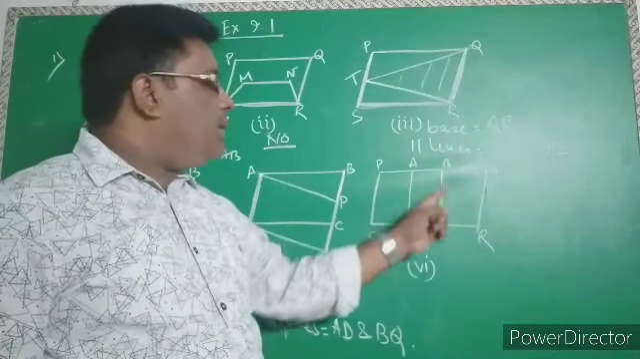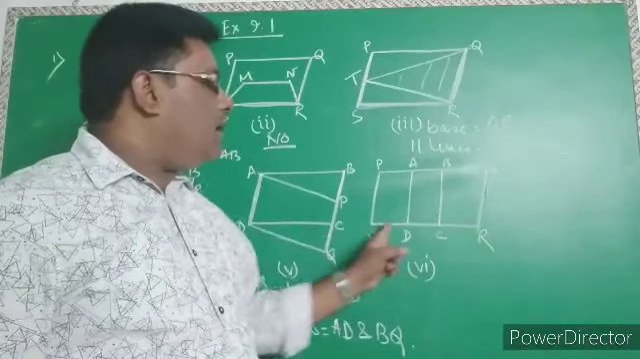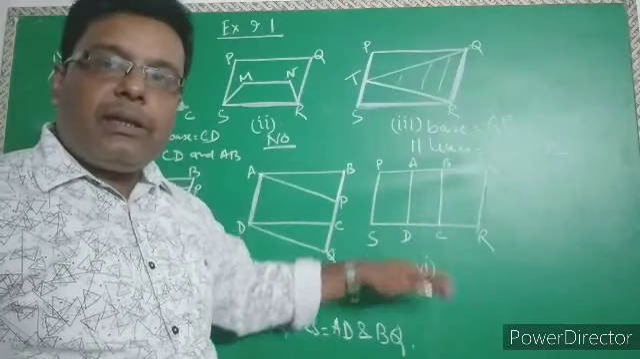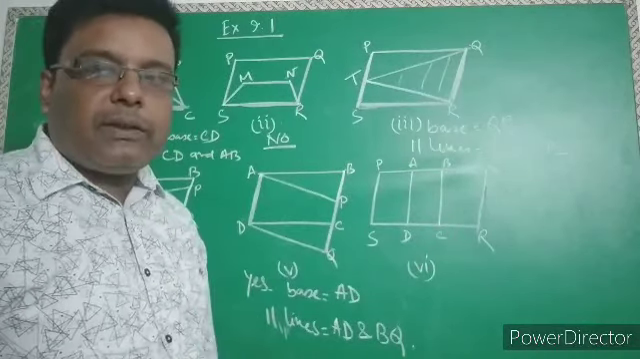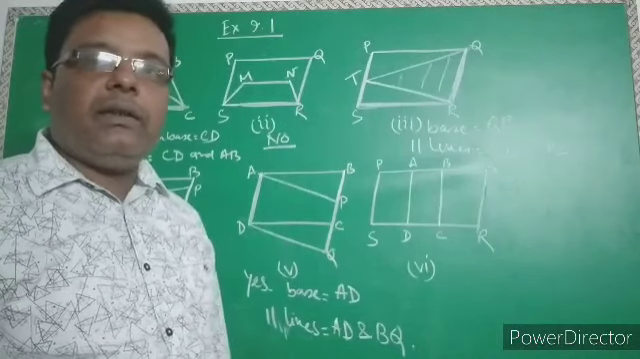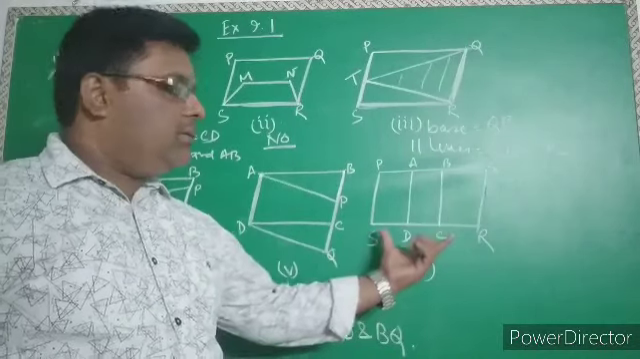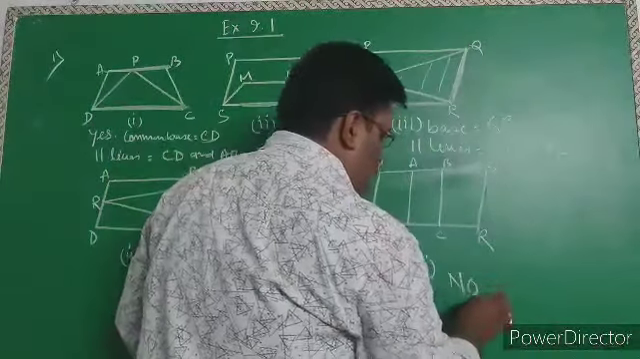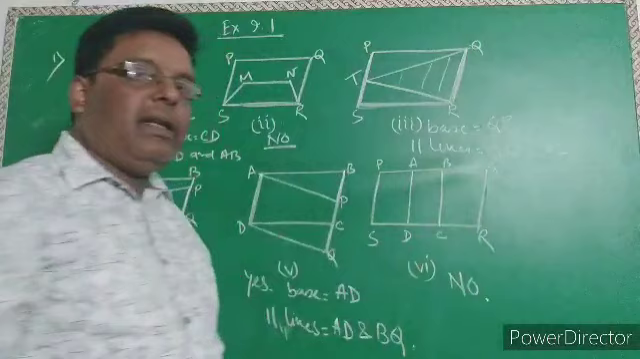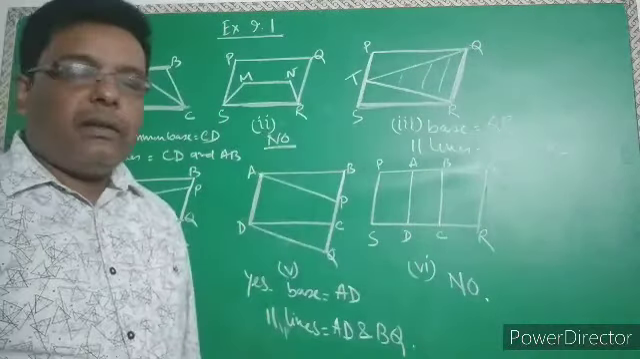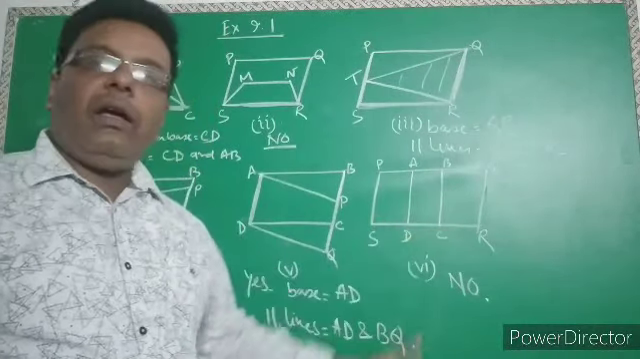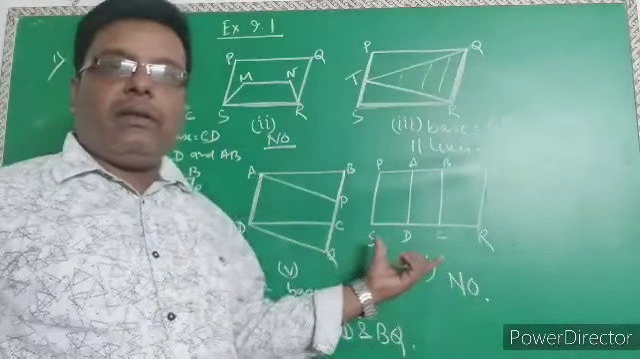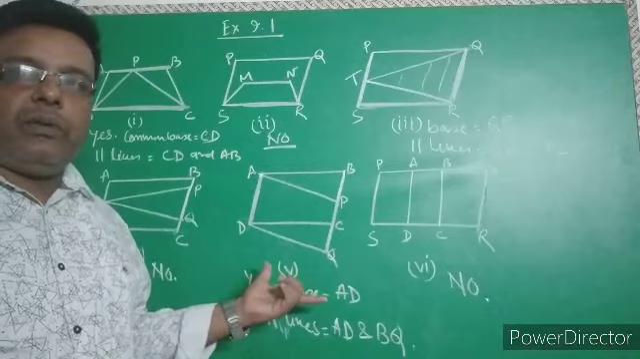And here ABCD and PQRS. Both the figures lie between the same parallels, but not on the same base. They may lie between the same parallel lines, but they do not lie on the common base, that is, the bases are different here. So this is exercise 9.1.